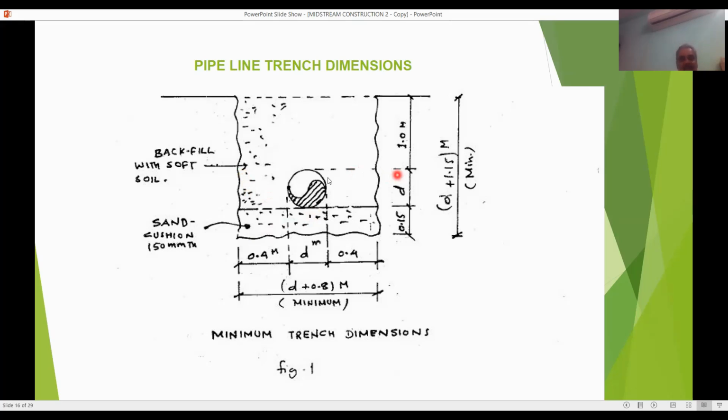Then 1D, that means 1 diameter of the pipe. This should be soft soil that is filled. It is not moram. Moram means a rough material. That should not be there. It is sand. This sand should be 150 mm and 1 diameter of the backfilling with soft soil. Then this is the backfilling material which you have dug and taken out during the excavation time.